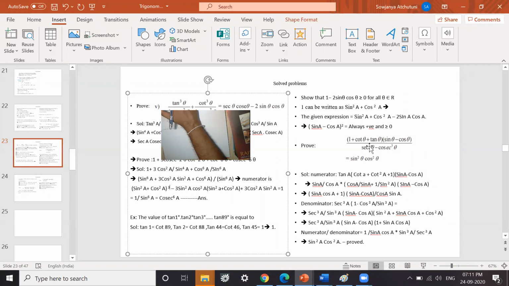Now comes to the denominator. Secant cube theta minus cosecant cube theta. So I am taking secant cube outside, 1 minus cos cubed by sin cube theta. When I took LCM, secant cubed by sin cube into sin cube minus cos cube. So A cubed minus B cubed is A minus B into A square plus AB plus B square. So sin square plus sin A cos A plus cos square. Sin square plus cos square is 1, so 1 plus sin A cos A. This is the denominator. This is the numerator.